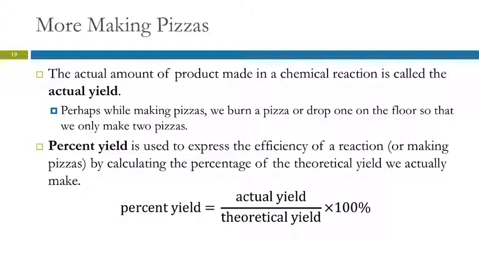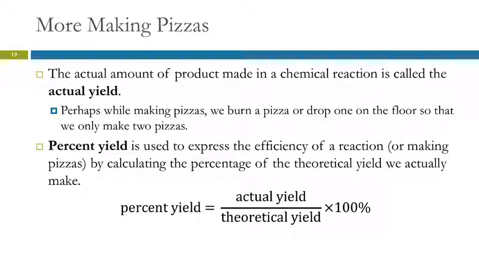And in a chemical reaction, typically we don't get the theoretical yield. We get an actual yield, which is less than the theoretical yield. So we use percent yield to express how efficient the process is.